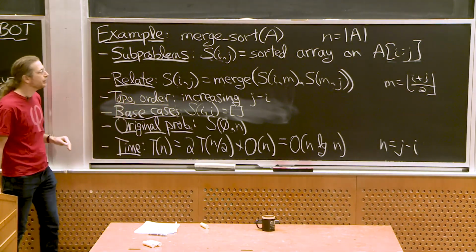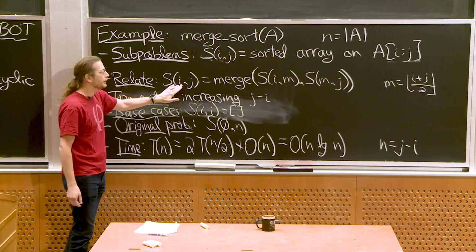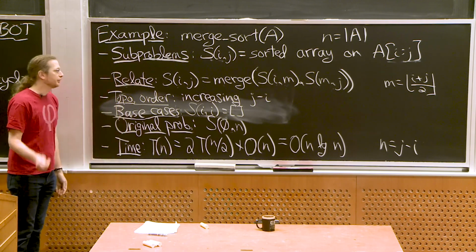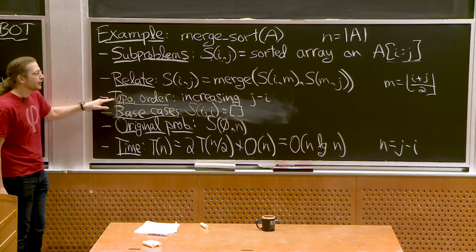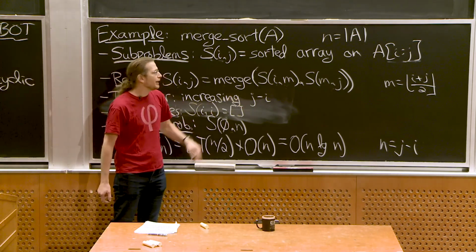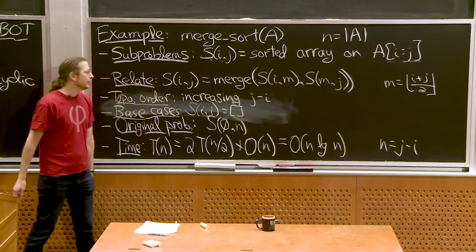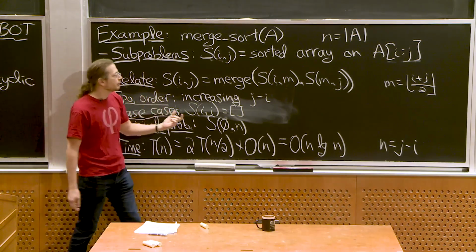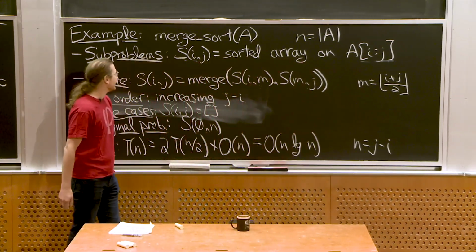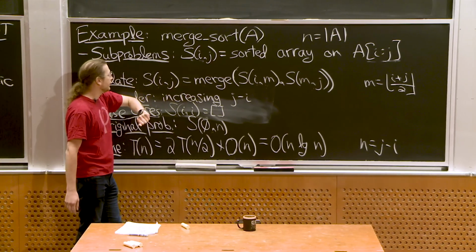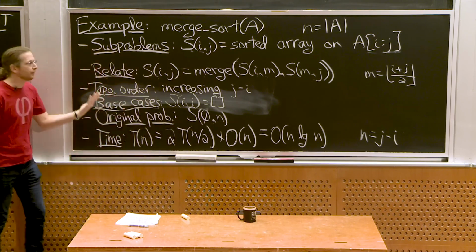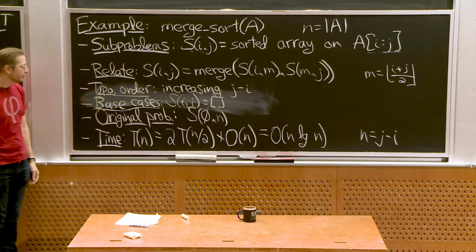And so we need to make sure that this problem is bigger than the ones that we recursively call on and that we don't get an infinite cyclic loop of recursions. And here a valid topological order is to say, solve these problems in order where j minus i, the length of the subarray, is increasing. And then you can check, because m is strictly between i and j, as long as we're not in a base case, then these subarrays will be smaller than this one, and so this increasing order gives us a valid topological order on all of the problems.